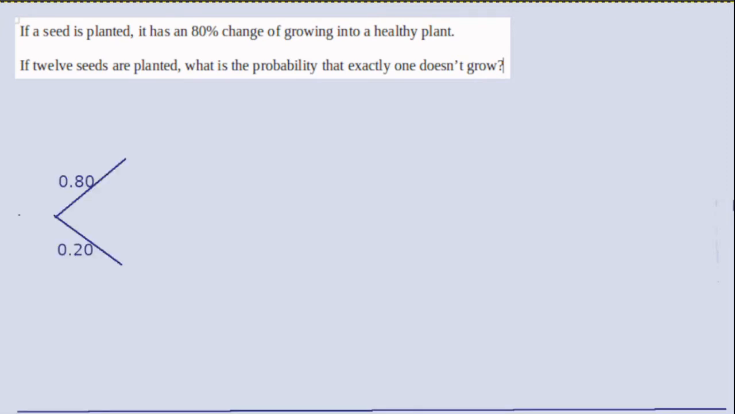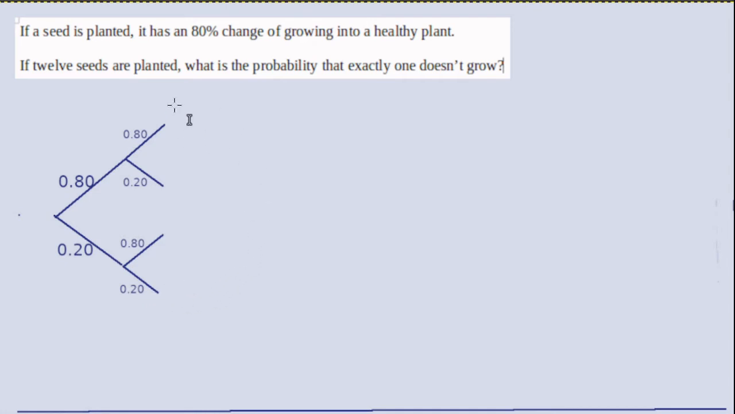So let's think about planting the first of the 12 seeds. It's got an 80% chance of growing and a 20% chance of not growing. So consider the tree diagram that would be produced by considering all 12 of these plants and whether they grow or not. If the first seed grew and the second seed grew, then this second seed still has an 80% chance of growing and a 20% chance of not growing. On the other hand, if the first seed does not grow, then the second seed still has an 80% chance of growing and a 20% chance of not growing.